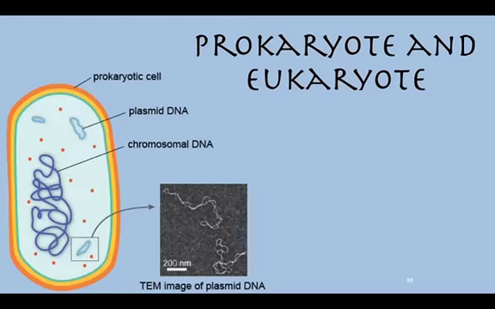Now we have to remember the difference between prokaryotic cells and eukaryotic cells. Prokaryotes do not have a nucleus, so their DNA is floating freely inside the cytoplasm, usually in an area called the nucleoid. And remember, oid means similar to. So it's like a kind of a nucleus. It's similar to a nucleus, but it's not a nucleus.